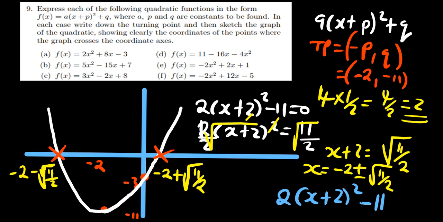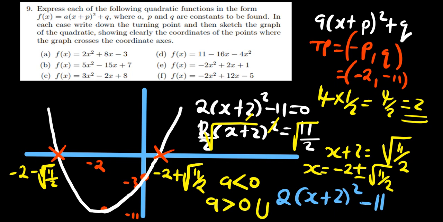Then the other thing that I should make clear is when your a is greater than 0, and when your a is less than 0, what are the conditions? What are you supposed to know? Okay, when your a is greater than 0, it will be a minimum.